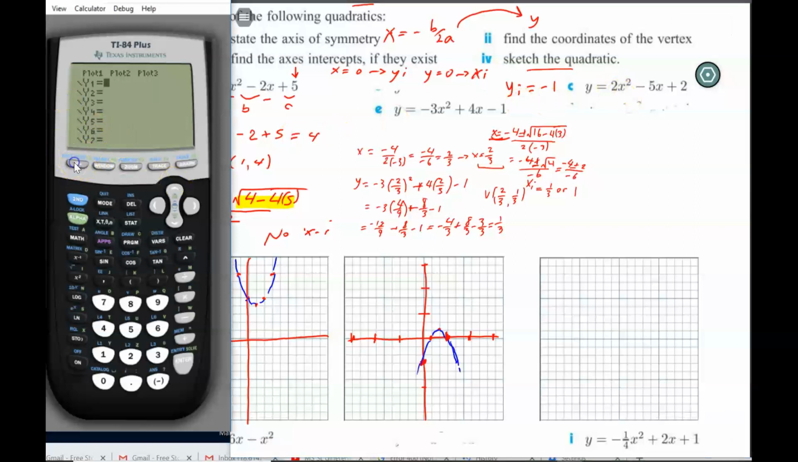How do you get to y equals? You just press y equals, and then we're going to type 2x squared. The x, you press this key here. Squared, you can press this key here, or you do circumflex with 2, like the caret 2. And then you do minus 5x plus 2. And then I graph it.